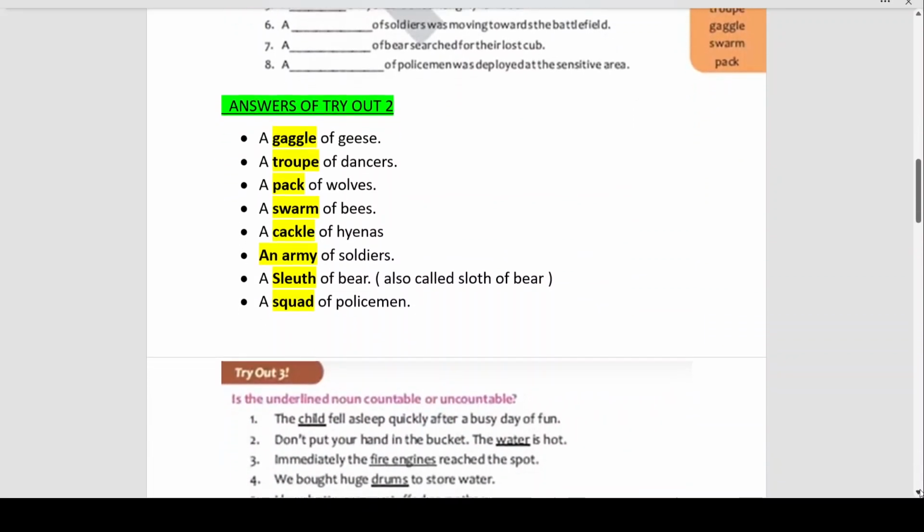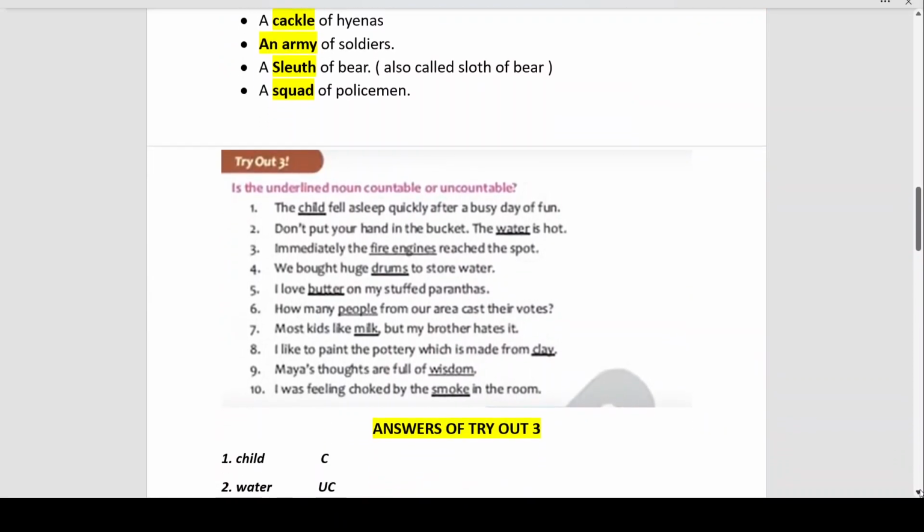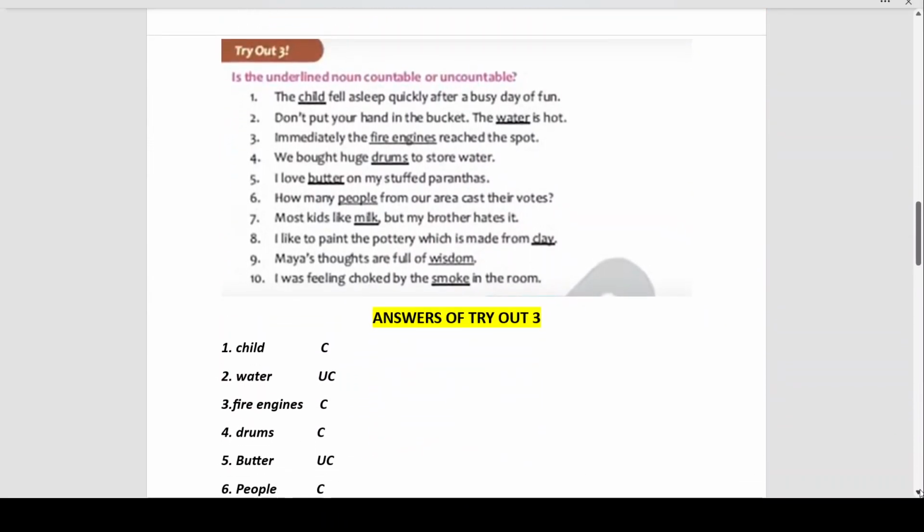Next, try out 3. Now, is the underlined noun countable or uncountable? Now, students, before we do this exercise, let us understand what are countable nouns and what are uncountable nouns. Nouns that are single in number, one is singular and more than one is plural. So, if we can count it, it is called a countable noun. And if we cannot count it, then it is called an uncountable noun. Now, I'll give you a few examples.